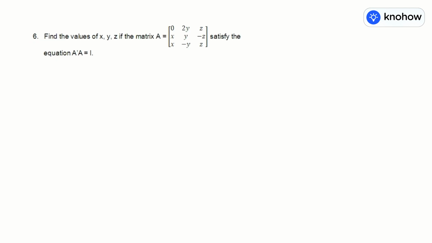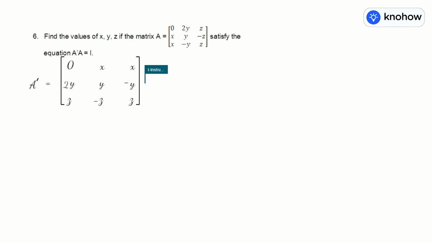Question 6. Find the values of x, y, z if matrix A, the given matrix A, satisfies the relation A dash into A equal to the identity matrix, of course, of third order. A is already given to you. Let us work out A dash. A dash means transpose of matrix A, which is obtained by interchanging the rows and columns. So A dash this time will be 0, take the elements of first row, 0, 2y, z in the first column, second row, x, y, minus z in the second column, and x, minus y, z in the third column.